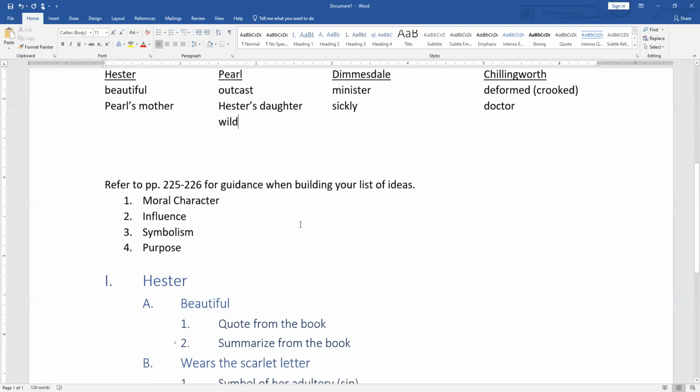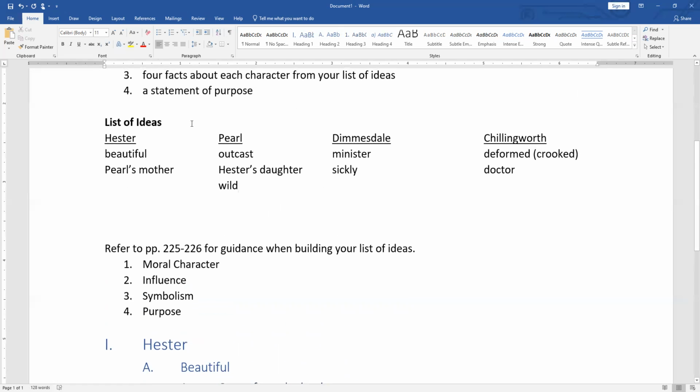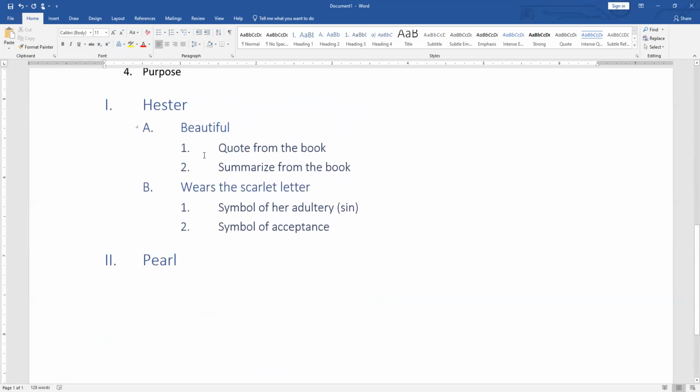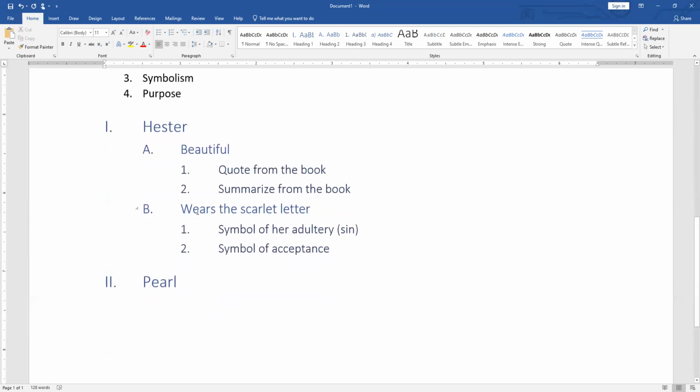Okay, and that's pretty much all I have. So you're going to come to class with a list of ideas for each of your characters listed outside of your outline, either just at the top of a page or on a separate page. And then you're going to have an outline that is made up of the four main characters, your most important details about them as your subheadings, and then some smaller or more specific details to support each of those main descriptors of your characters.